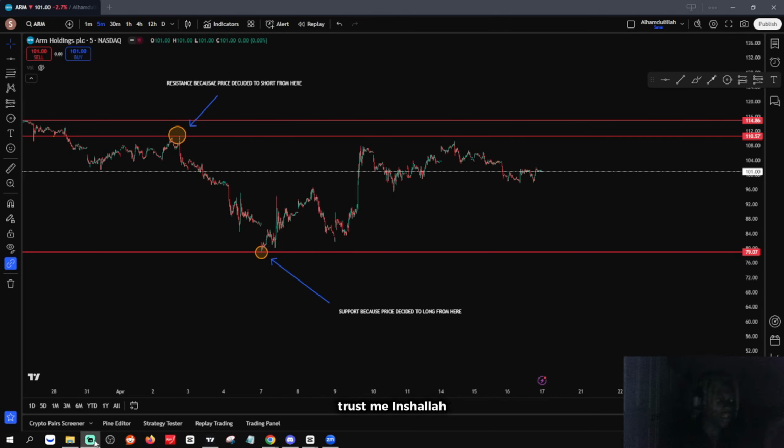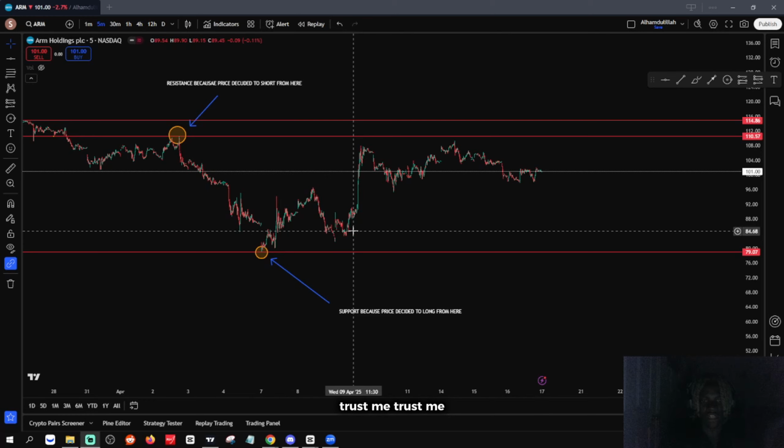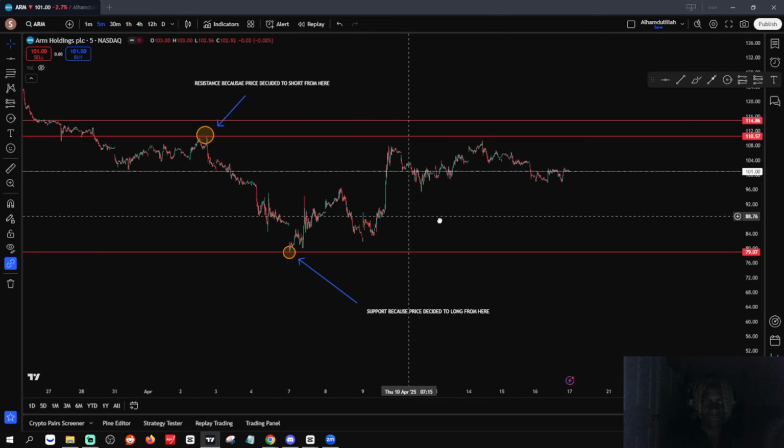Trust me, inshallah. Just be patient, wait for these levels to come, make sure there's support and resistance verified with each other, and then watch your win rate increase. Inshallah. Trust me.